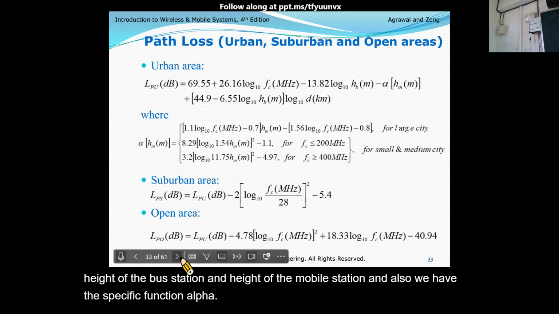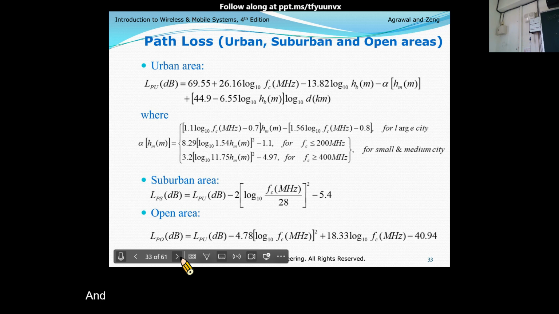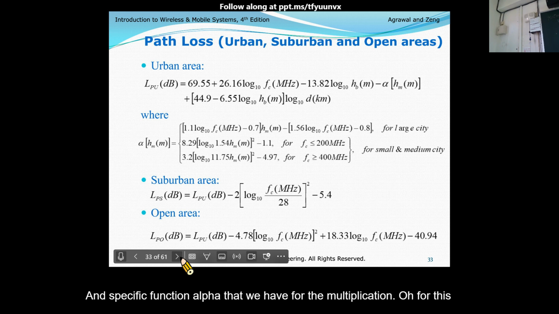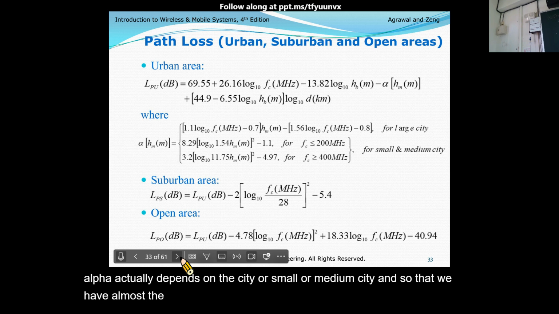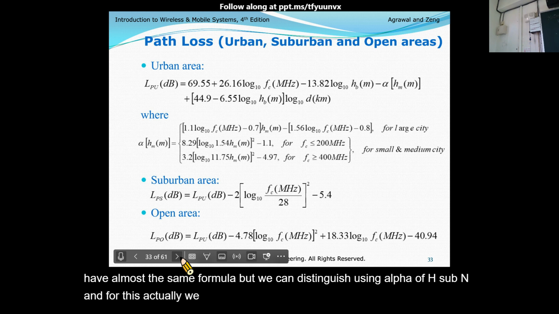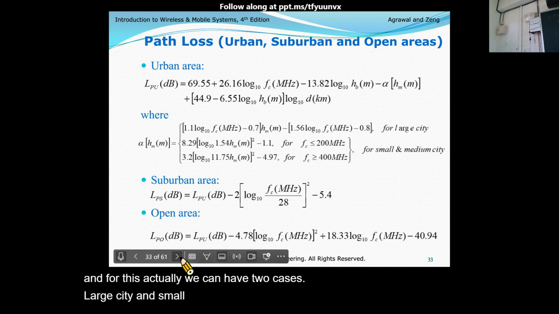And the specific function alpha gives us the differentiation. Alpha actually depends on large city or small or medium city. So we have almost the same formula, but we can distinguish using alpha of H sub m. And for these, we can have two cases, large city and small or medium city.